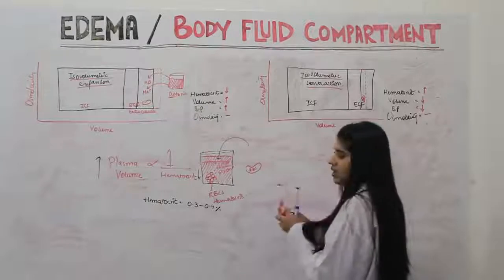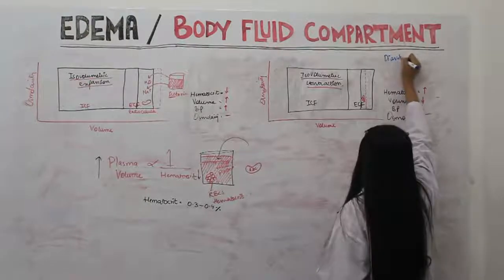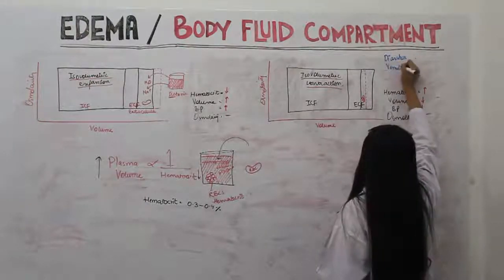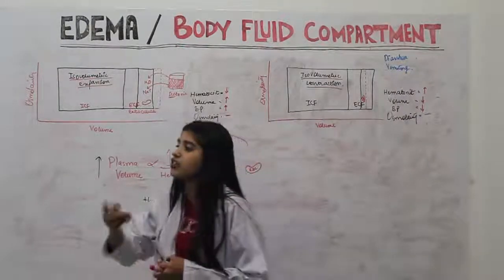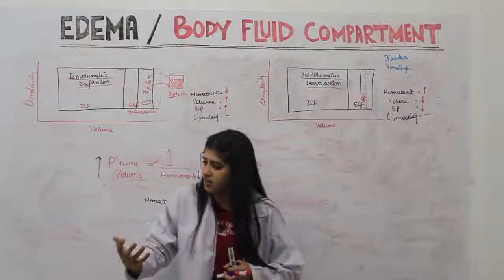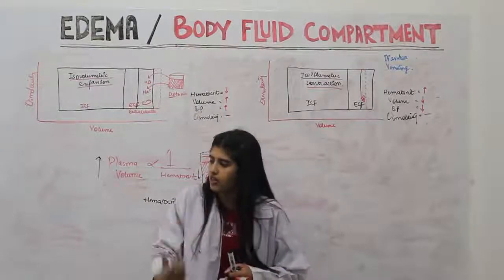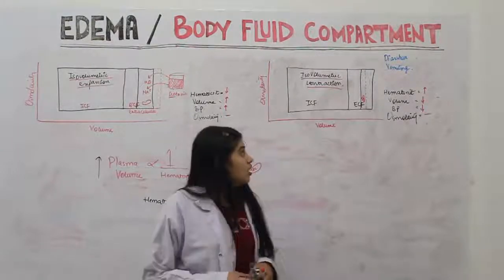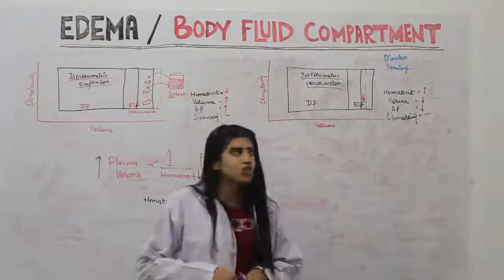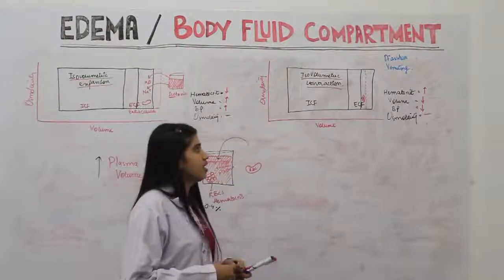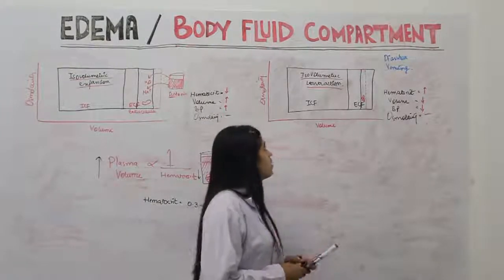There are certain clinical examples. For example, in diarrhea. What happens in diarrhea? Vomiting. Loss of water. There is a loss of water along with that of the solutes, because diarrhea is fluidic material. Along with the solutes, along with the water, this is lost. And in vomiting there is also the same thing. Water is lost, body fluid is lost, and the solutes are also lost. So in diarrhea and in vomiting, we say that there is isovolumetric contraction.